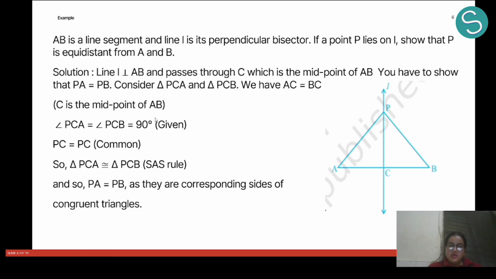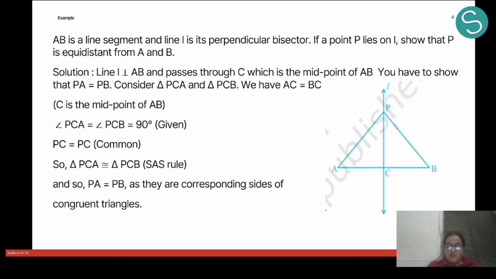So first, how will we proceed? It is given that line L is perpendicular to AB. Also, since it is a perpendicular bisector, AC equals BC and angle C is 90 degrees. If we consider these two triangles, angle C is 90 degrees in both, PC is our common side, so this is equal, and AC equals BC. So by the side angle side congruency, these two triangles are congruent.